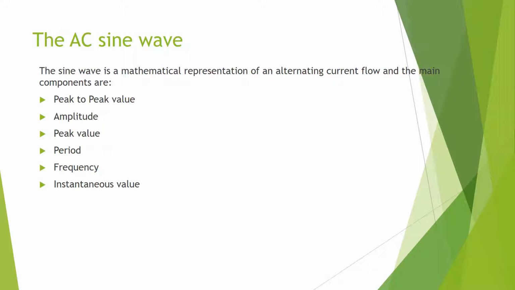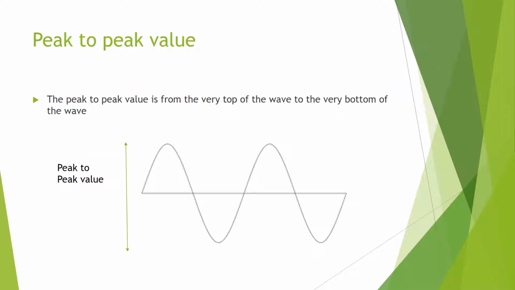So the AC sine wave. The sine wave is a mathematical representation of an alternating current flow, and the main components of it are the peak-to-peak value, the amplitude, the peak value, the period, the frequency, and the instantaneous value. So what's the peak-to-peak value? That's the value from the very top of the wave to the very bottom of the wave.